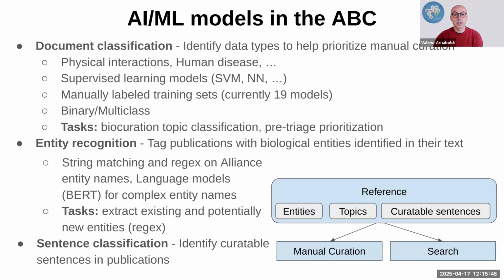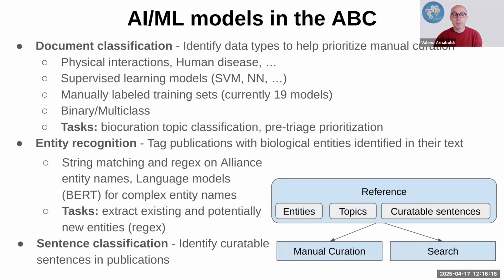For example, we're using document classifiers to sort publications into different classes of priority to help curators in the pre-triaging and triaging processes. We also have named entity recognition models that are able to tag publications with a list of biological entities, for example, genes, species, alleles, and others, extracted from the full text of the papers.